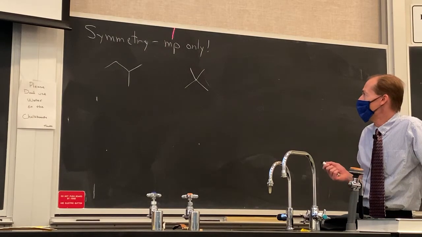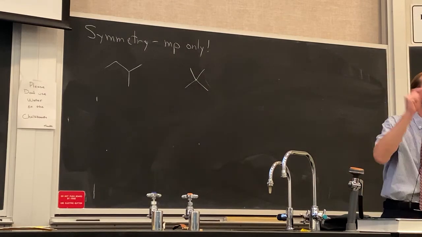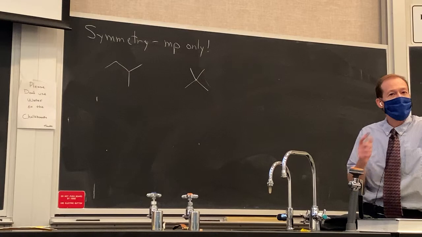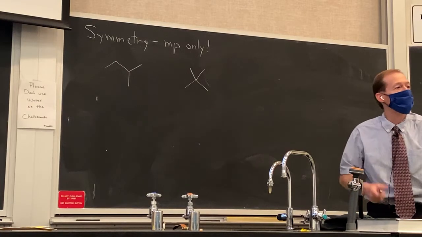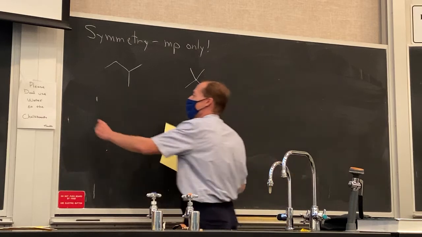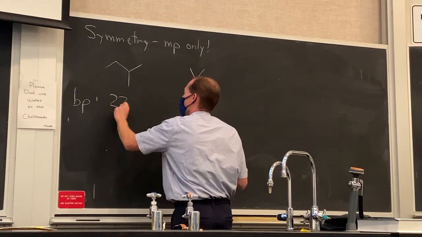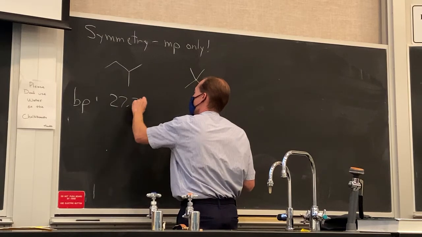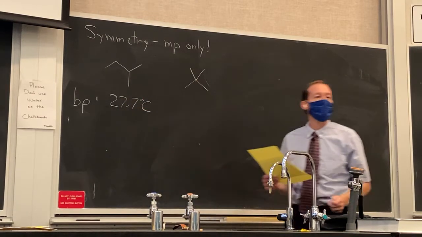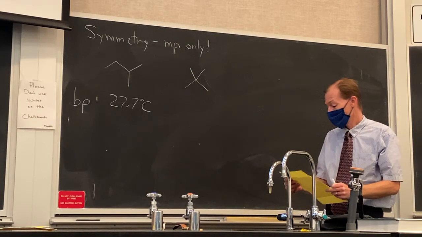Okay, I said symmetry only applies to melting point, and we're talking about boiling point right now. So it's going to be the left molecule. Why? Has a larger surface area, exactly. So the boiling point, this compound is called 2-methylbutane. Its boiling point is 27.7 Celsius, okay?